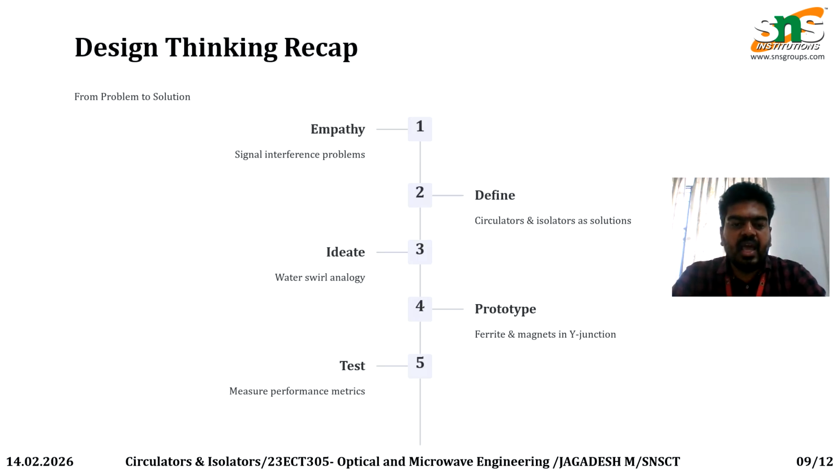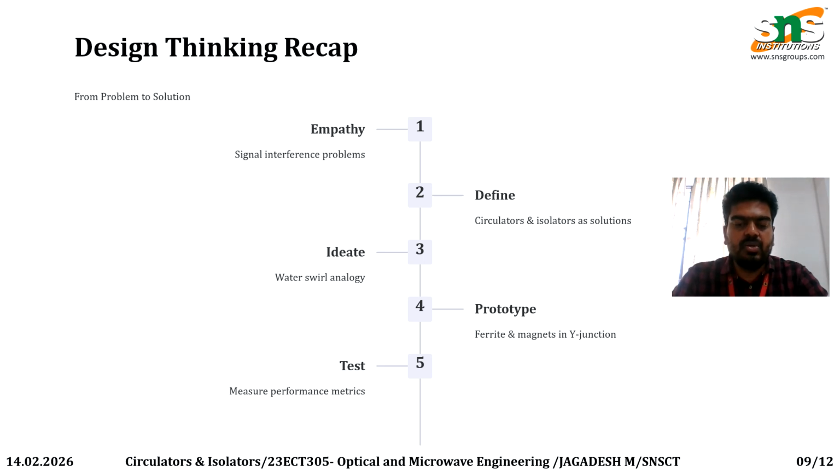The design thinking recap, from problem to solution. Empathy: signal interference is a very important problem in microwave signal transmission. Define: we use microwave passive devices like circulators and isolators as the solution, which is the appropriate solution. Ideate: we have seen the water swirl analogy, which is how the circulator and isolator work as passive devices. Prototype: ferrite, magnets and Y-junction, by which we can design and test the performance.